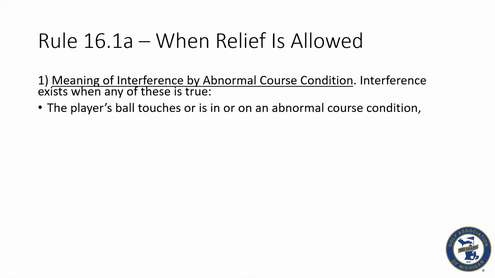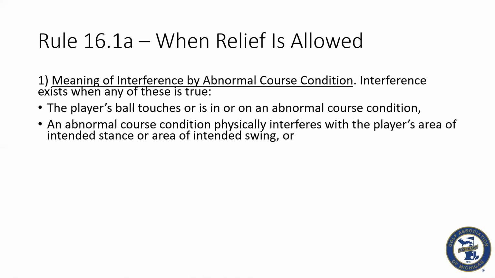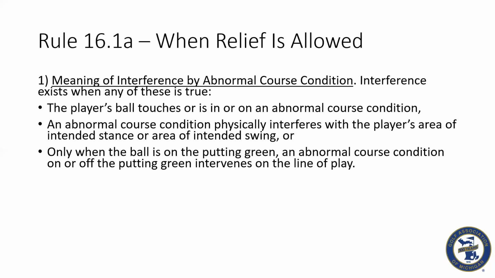All right, so let's see here. We have interference, obviously, when the ball touches or is in or on an abnormal course condition, or if the abnormal course condition physically interferes with the player's area of their stance or their intended swing. And this is straightforward. However, when the ball's on the putting green, an abnormal course condition on or off the putting green intervenes on the line of play. So line of play is only available, or there's only interference from a line of play, when the ball is on the putting green.